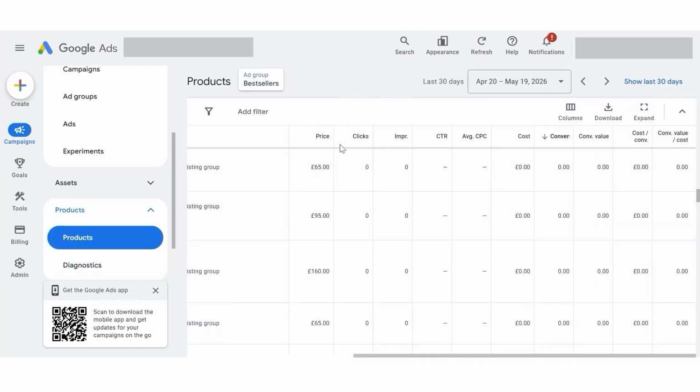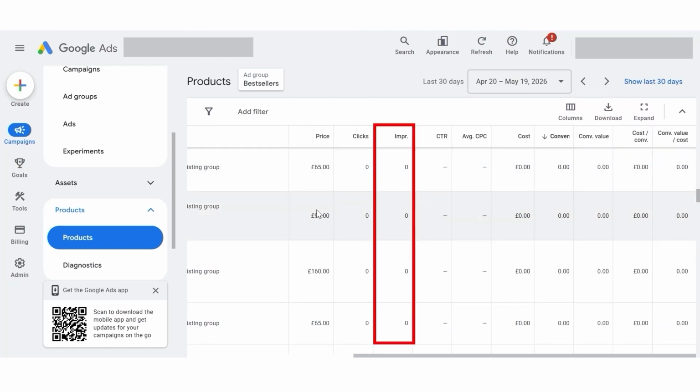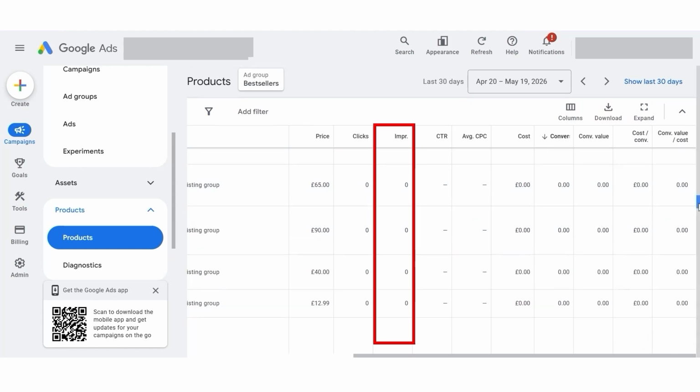Okay, back to the example we checked earlier. If we scroll down, you can see products with 0 impressions. These are what we call zombie products. Google is basically just completely ignoring them. Now, don't write them off just yet. They might be great products that Google just hasn't given a real chance.